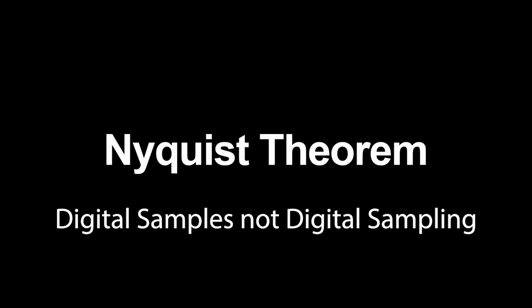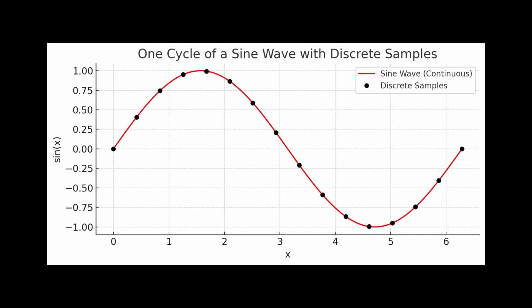The Nyquist Theorem states that to accurately reconstruct an analog signal from its digital sampling, the sampling rate must be at least twice the highest frequency present in the original signal. I should mention that I used ChatGPT to create the graphic that we're now looking at.